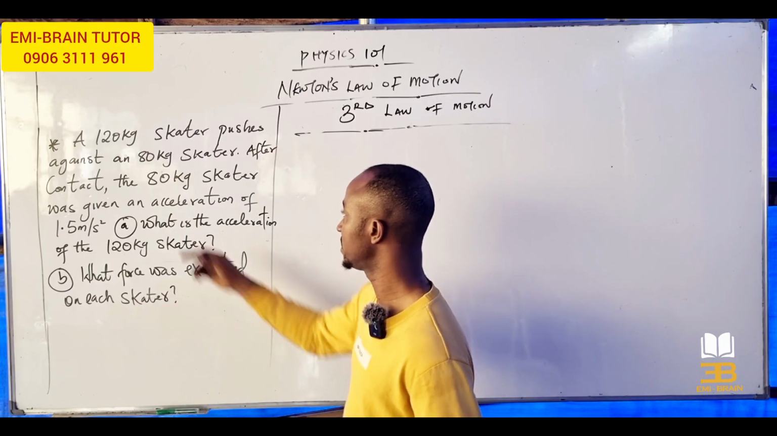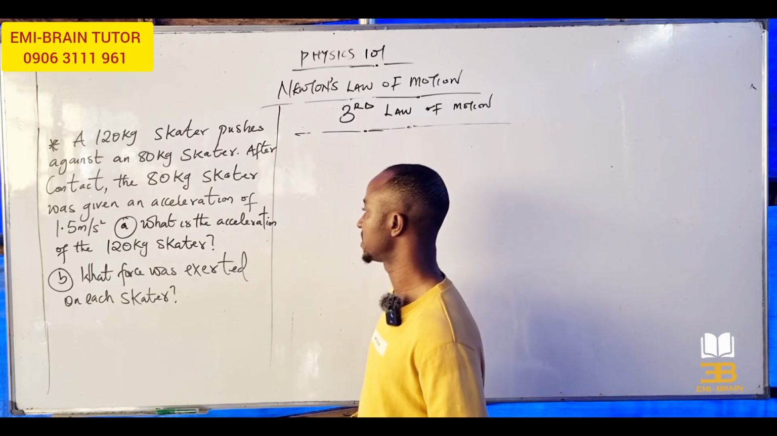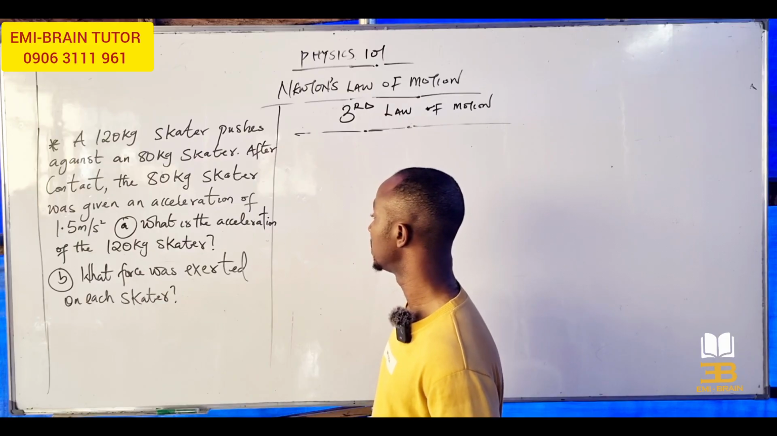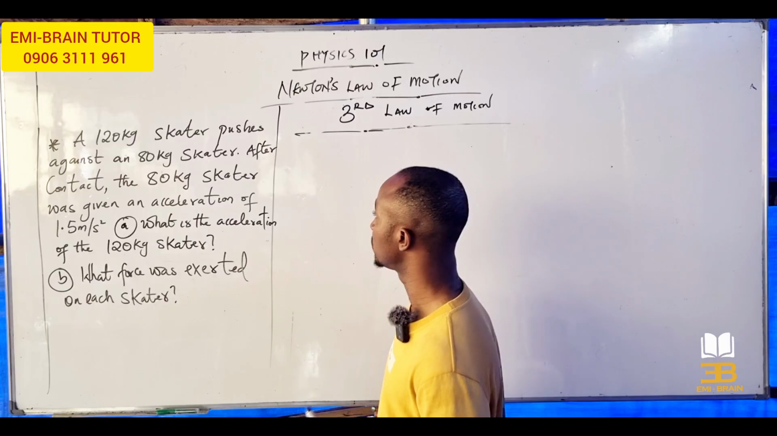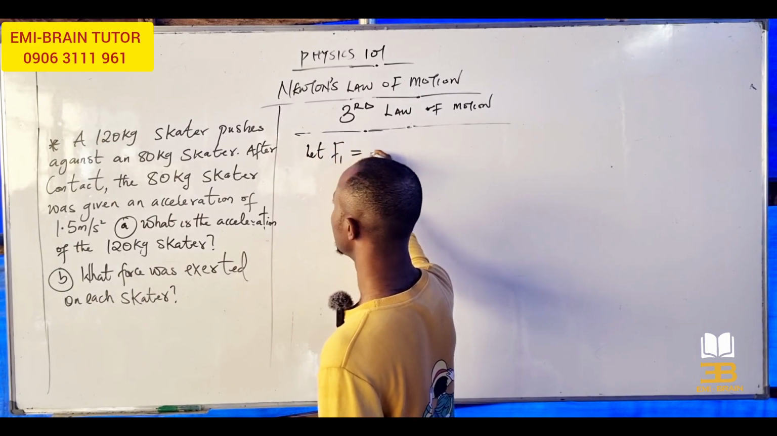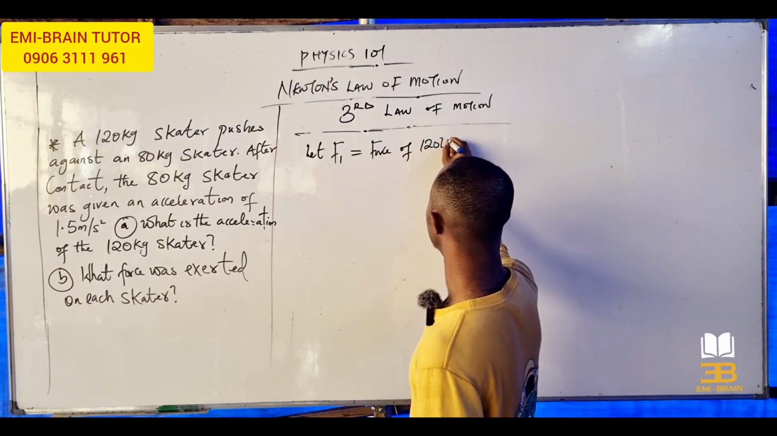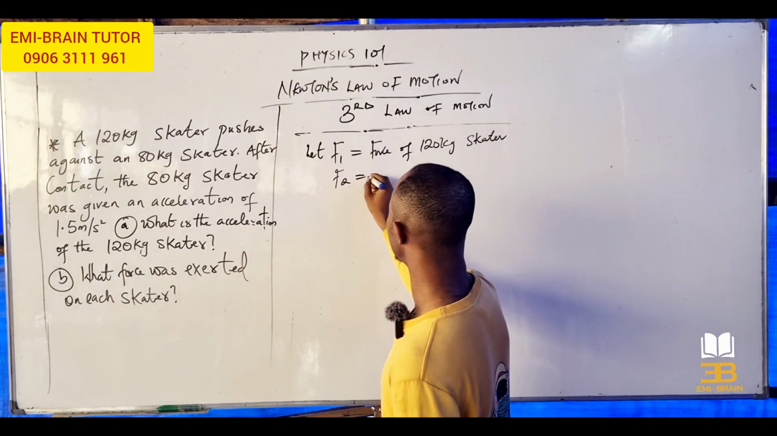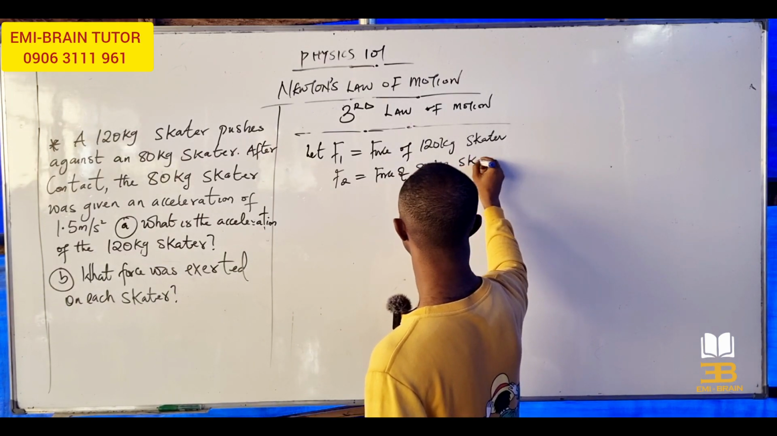After contact, the 80 kilogram skater was given an acceleration of 1.5 meter per second squared. What is the acceleration of the 120 kilogram skater? Now, this is a good example of the third law of motion. So what we're going to do here is let F1 represent the force of the 120 kilogram skater. Then let F2 represent the force of the 80 kilogram skater.